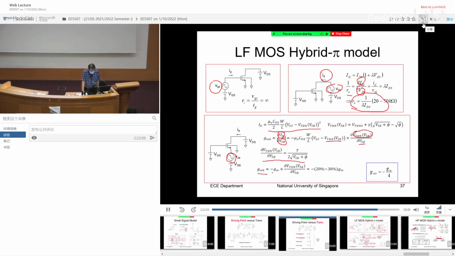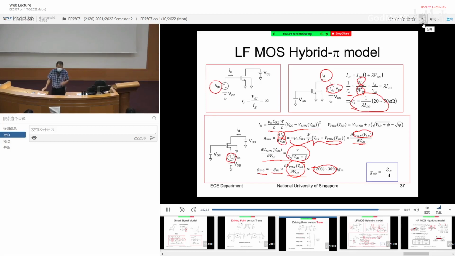So the GMB can be found as minus GM, which is this guy. And then this guy is basically this thing. Very complicated calculation, but people put in the value. After putting in the value, they find that this part only contributes 20 to 30%. So you get a factor, maybe 0.2 or 0.3. So they round it off, saying, okay, let's take the average, 0.25.